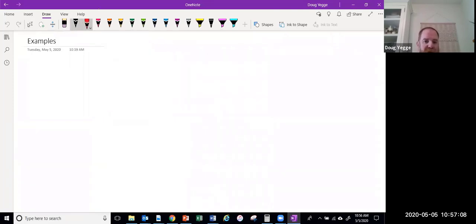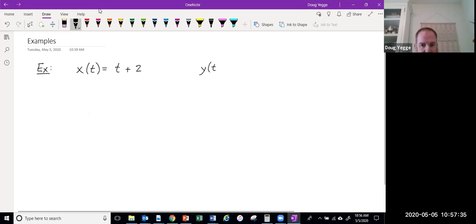So what is a parametric set of equations? Okay. Curves that are defined parametrically. What is the purpose of that? For instance, let's say that I have x of t is equal to t plus 2. And we have y of t is equal to t squared plus 3.